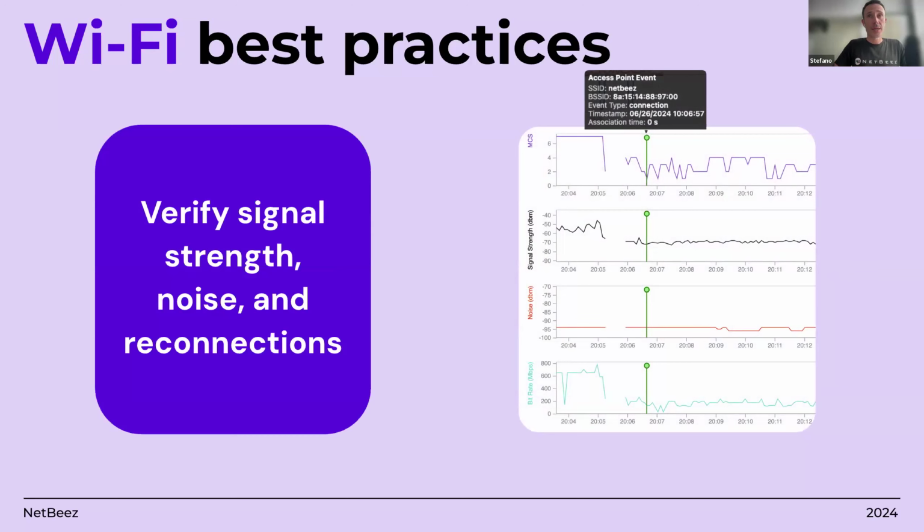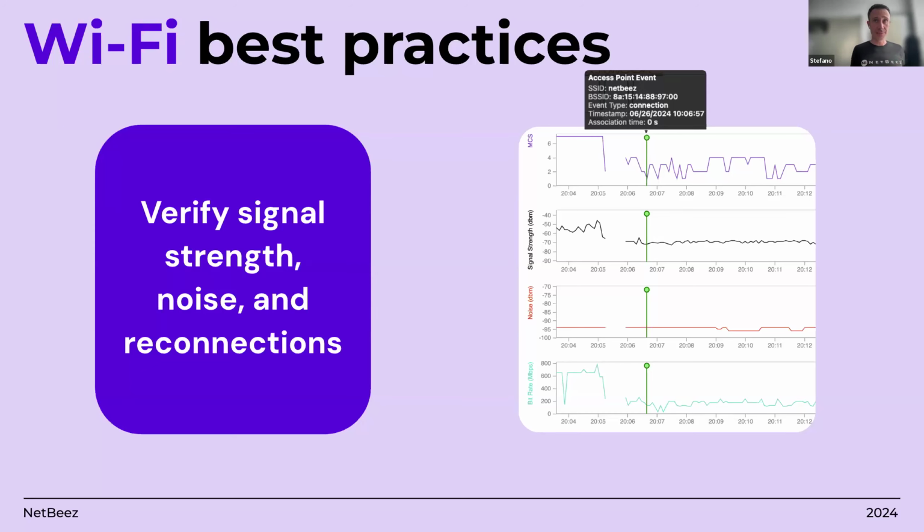One of the many metrics that we log and provide is the signal strength, noise, and also the connection and reconnection events that are happening on the wireless side. As you can see here, it's a very simple screenshot of, in this case, a signal strength drop, and then the user reconnected to an access point, right? These are definitely events that will disrupt the user experience. And each event will require a different, specific approach.